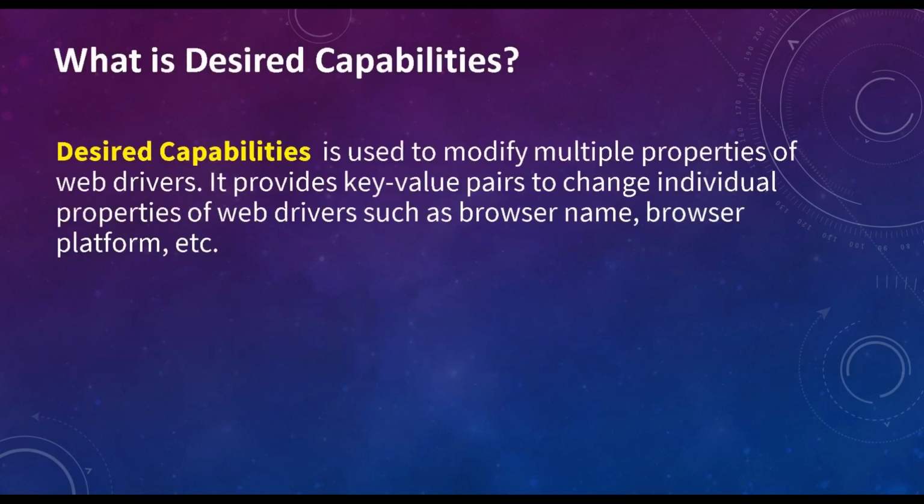What is desired capability? Okay, so these are a few of the terminologies that you need to keep in mind and understand while creating test cases, or while doing Selenium automation. So desired capability is used to modify multiple properties of WebDrivers. It provides key value pairs to change individual properties of WebDriver such as browser name, browser platform, etc.